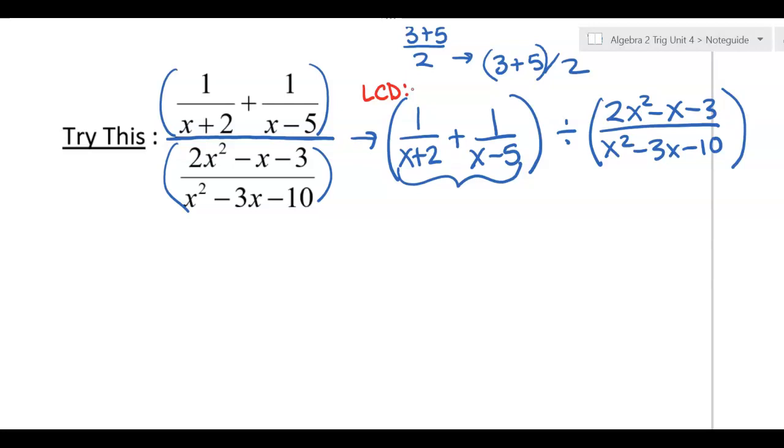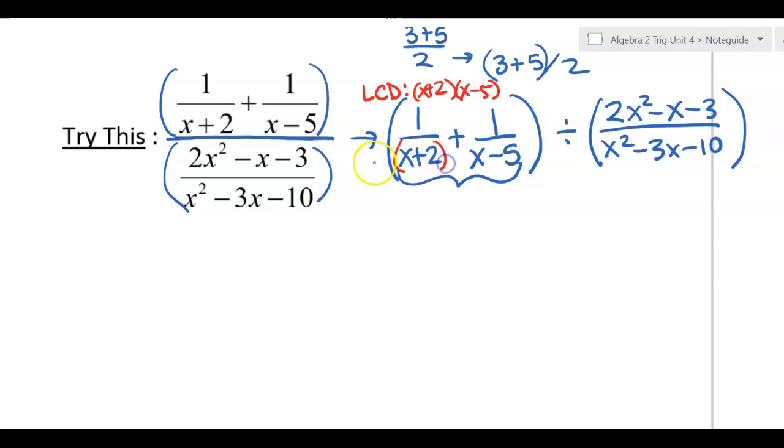All right, so someone tell me, what should our LCD be if we want to add those two fractions together? Jake? Good. They were already in their factored forms. They were totally different factors, so they aren't like our 12 and 18 back there. They didn't have anything in common. So we need to contain them both in our least common denominator.